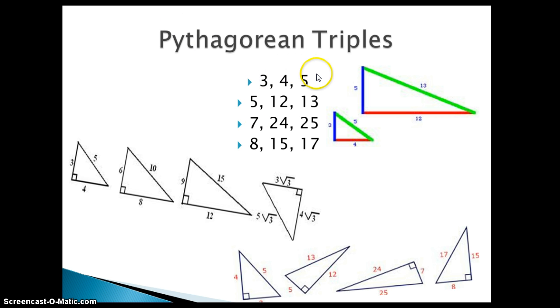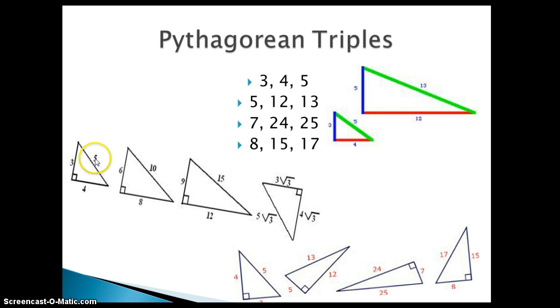So these are all triples, all sets, and there are 4 of them that are most common: 3, 4, 5; 5, 12, 13; 7, 24, 25; and 8, 15, 17. And you'll notice in these diagrams, I've shown you all the different triples and kind of how they look. But you'll also notice on one of these that you have 3, 4, 5, and then you see 6, 8, 10. Well, if you notice the relationship, I doubled all these sides. Triples can be doubled or tripled or quadrupled. As long as they're multiples of these numbers, they'll still be a right triangle.